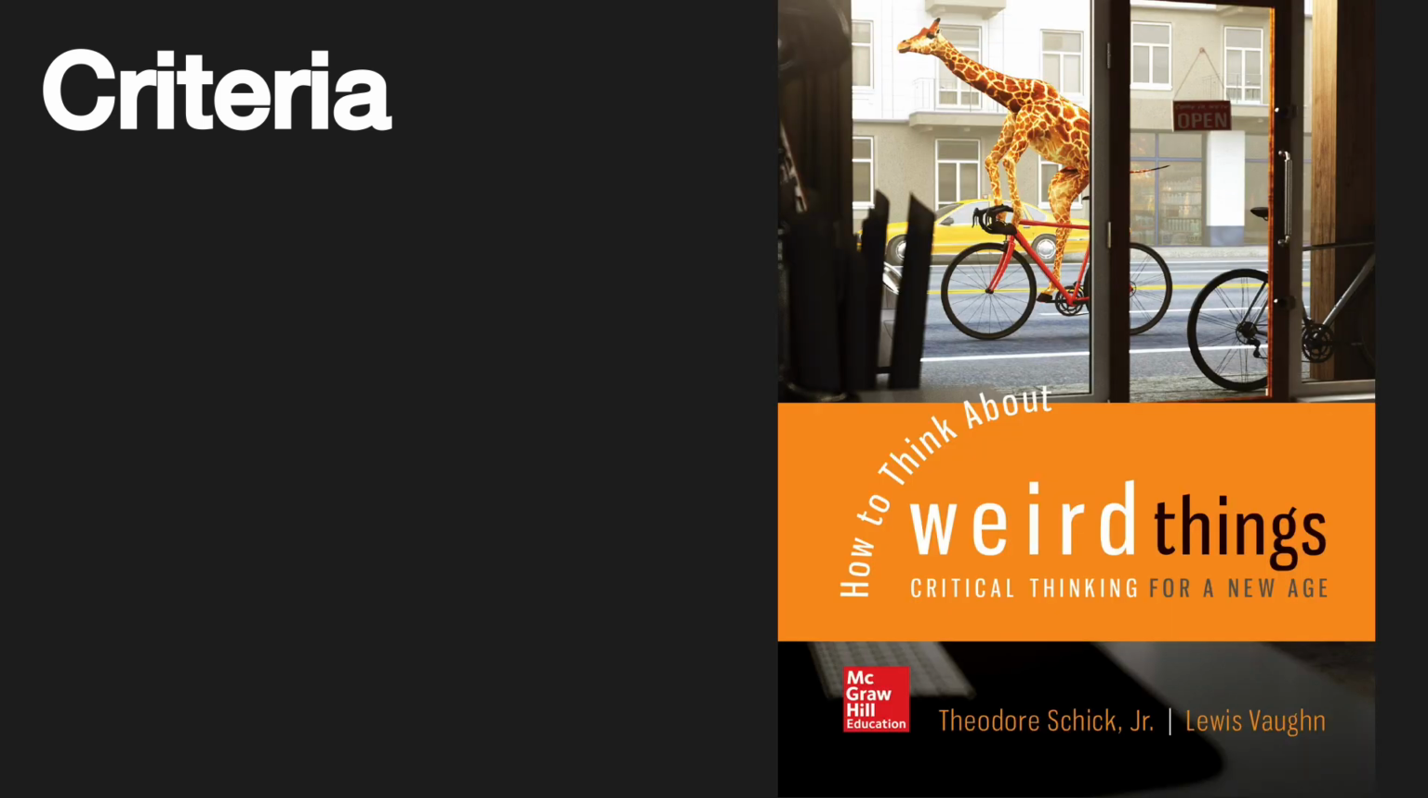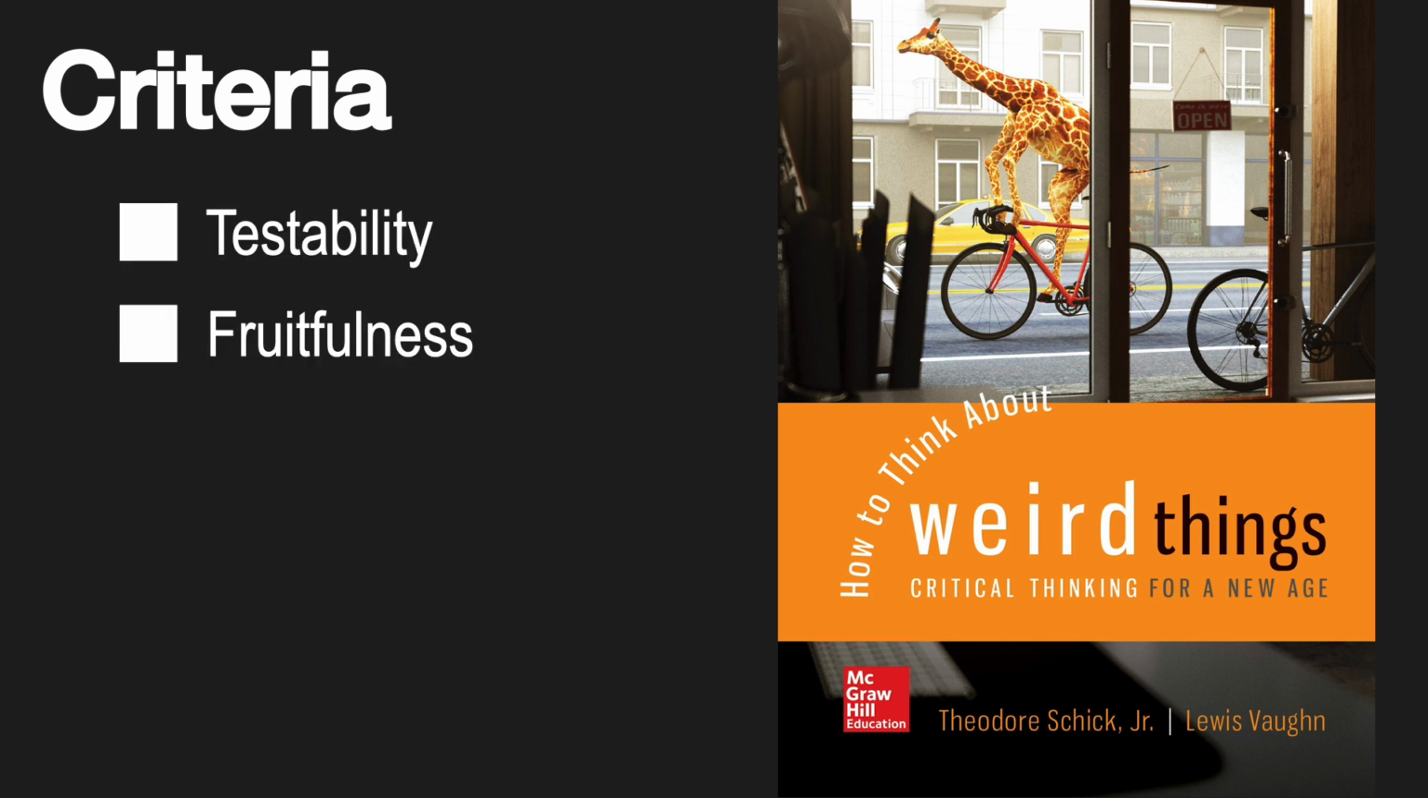What criteria do we use to compare theories? The best resource for this is Schick and Vaughan's How to Think About Weird Things: Critical Thinking for a New Age. They provide 5 criteria. The first 2 incorporate hypothesis testing. Testability: does the theory make novel predictions? And fruitfulness: does it get those predictions right?